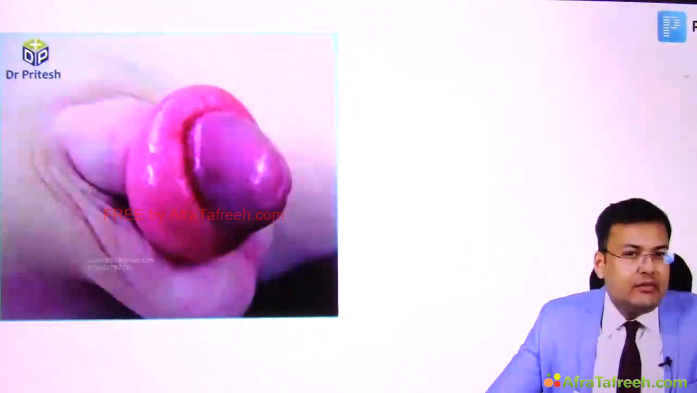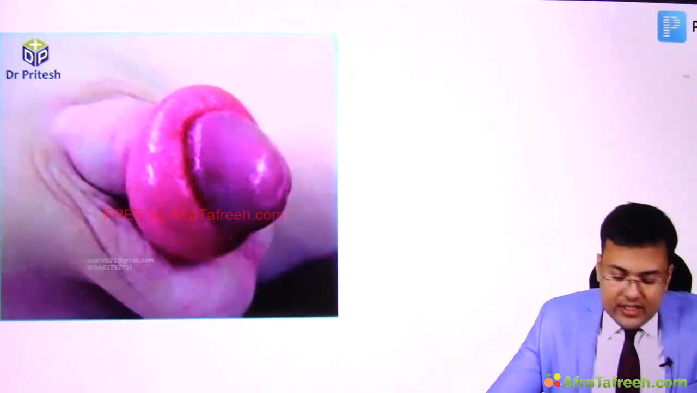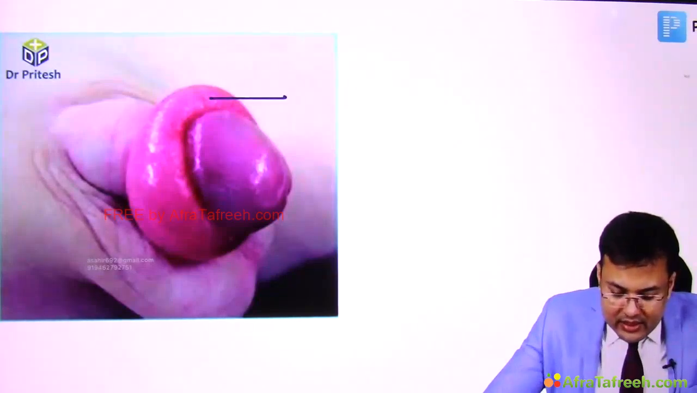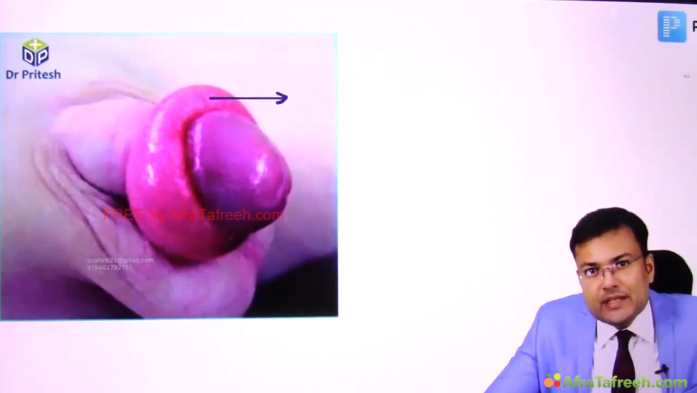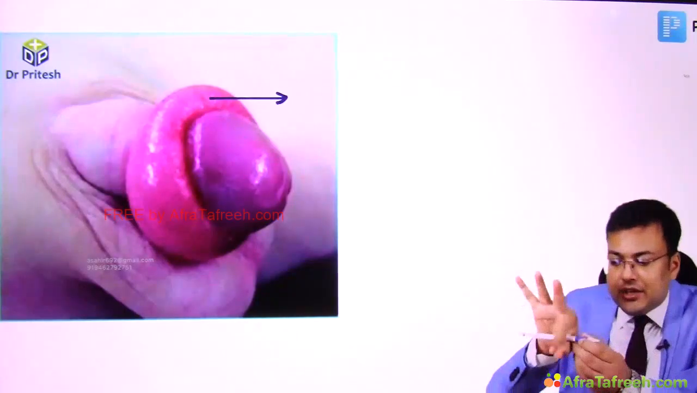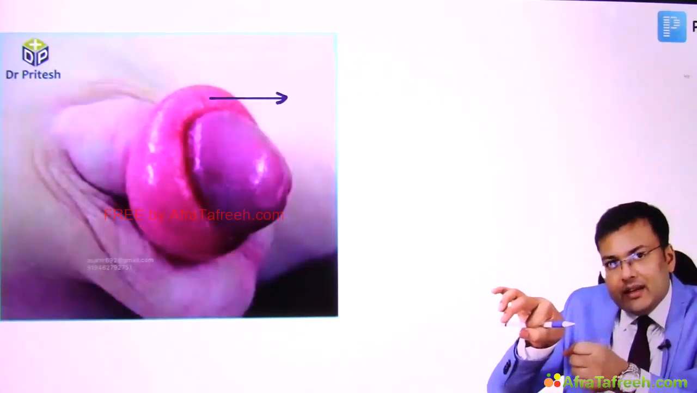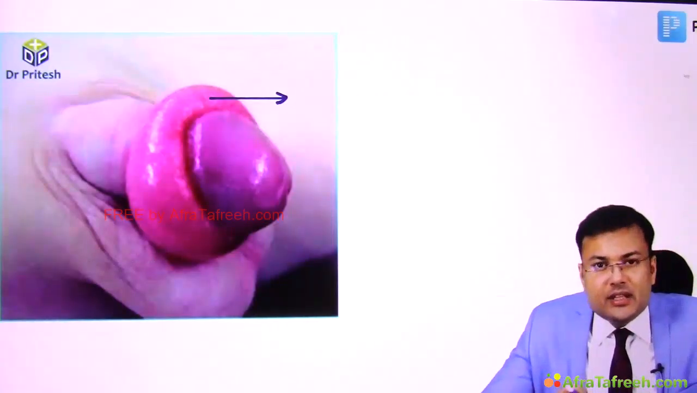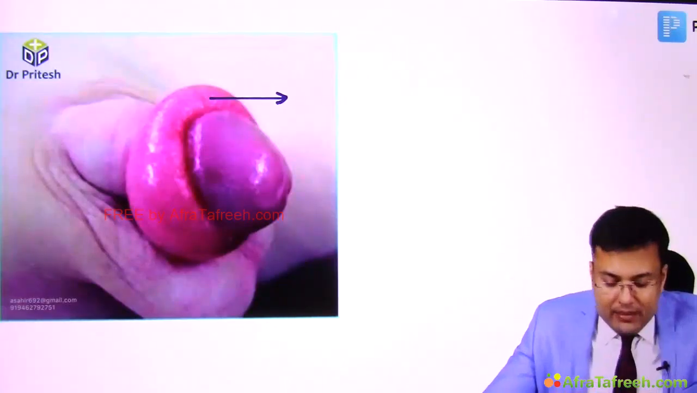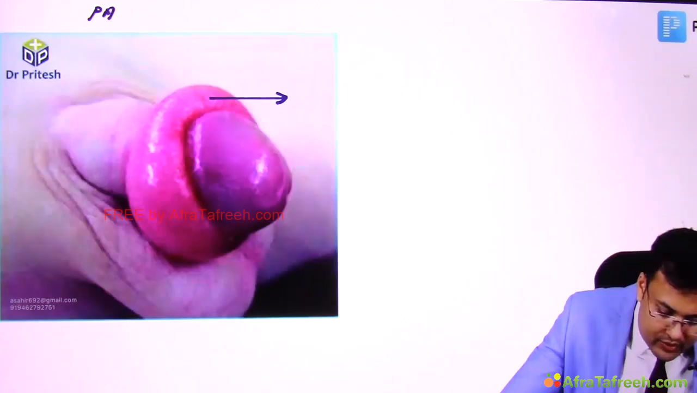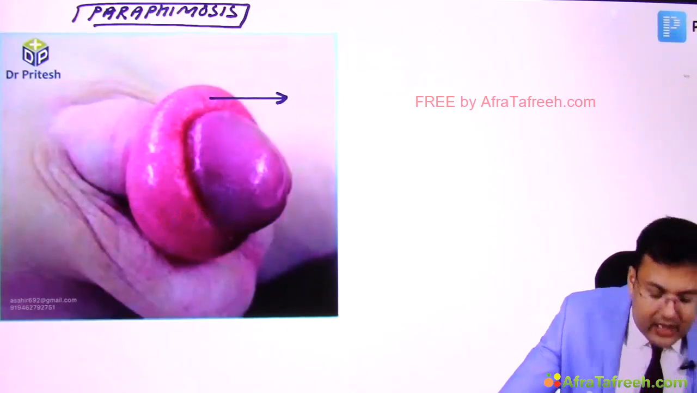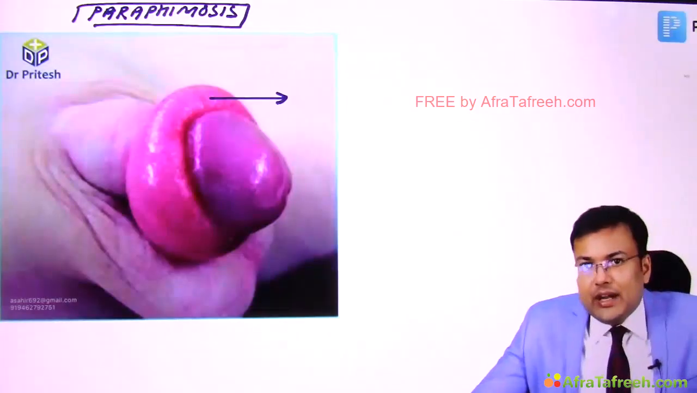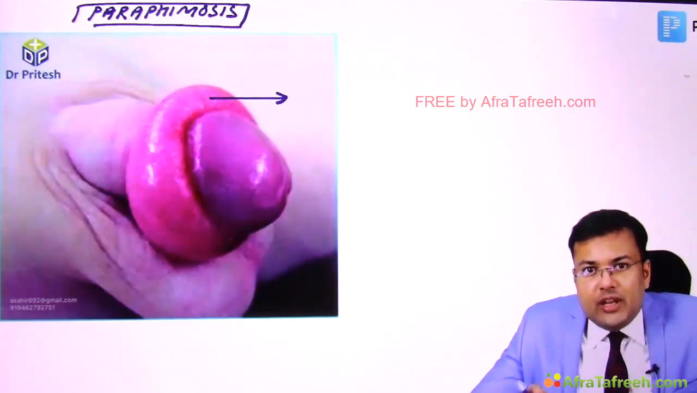Now tell me, what is the name of this condition? What you can see in this condition is that the retracted prepuce forms a ring around the glans penis. So what is the name of this condition? This condition is known as paraphimosis. We discussed that phimosis can be congenital or acquired, but paraphimosis is only acquired.